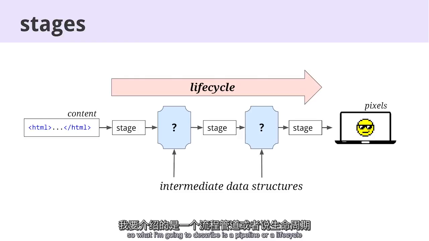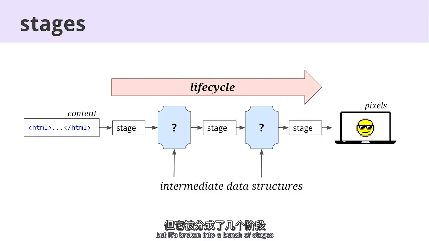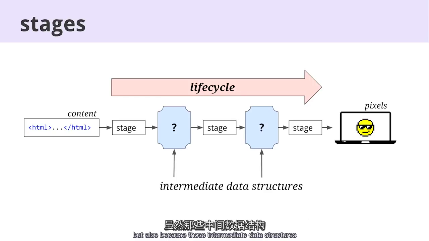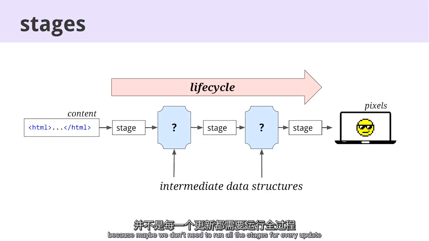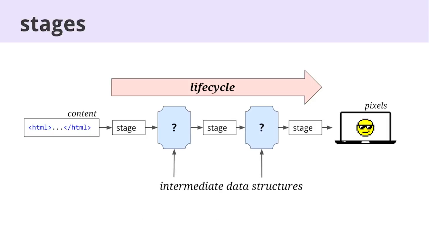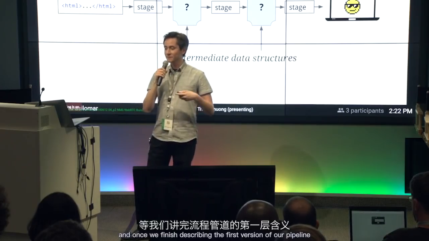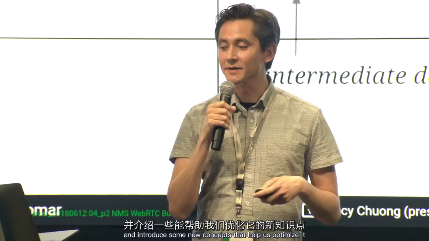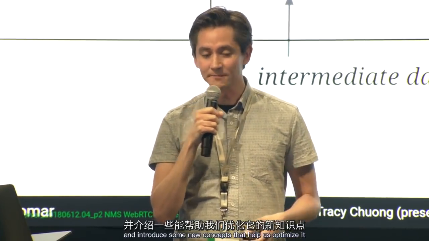So what I'm going to describe is a pipeline or a life cycle. And of course, it starts with content, ends with pixels, but it's broken into a bunch of stages. So it'll turn content into something and then turn that thing into something else, etc. And partly because rendering is too complicated to express as one operation, but also because those intermediate data structures let us update the rendering efficiently later on. Remember, that's goal number 2. Because maybe we don't need to run all those stages for every update. And once we finish describing the first version of our pipeline, I'm going to come back to this notion of updating the rendering and introduce some new concepts that help us optimize it.